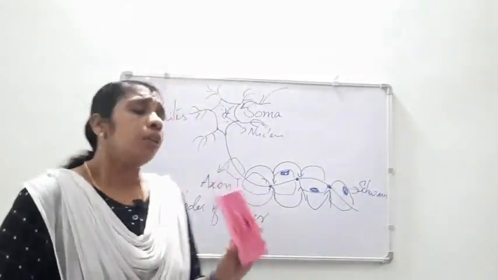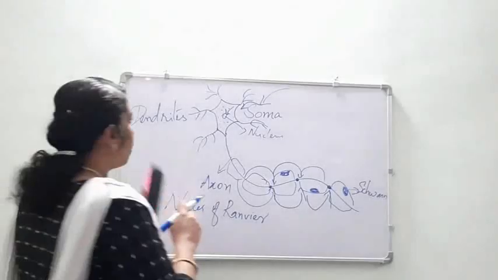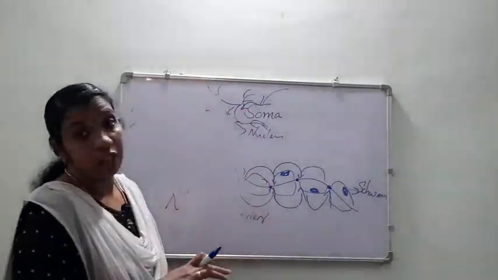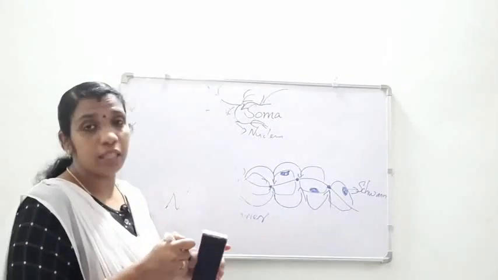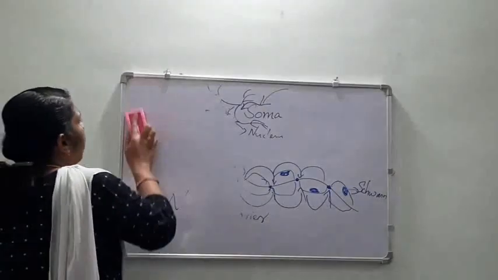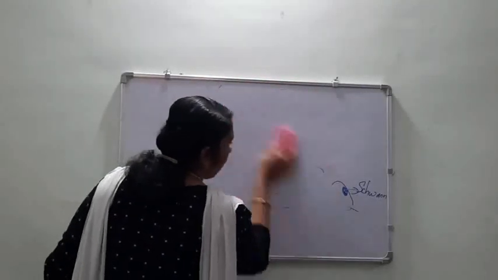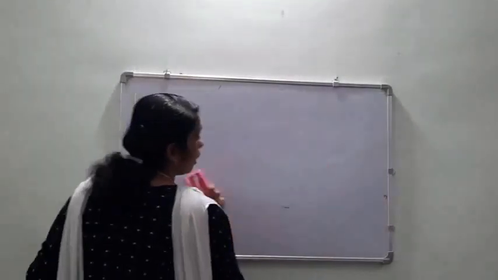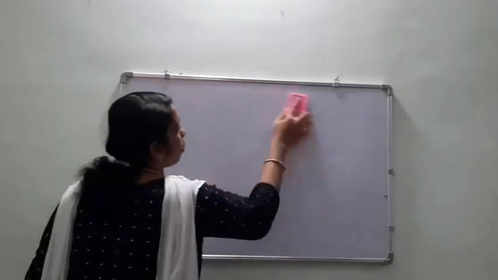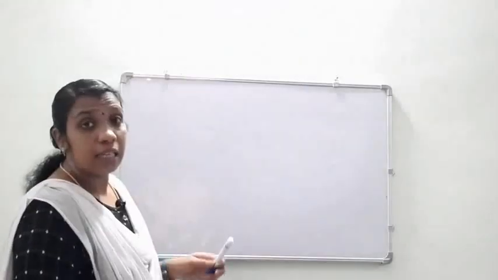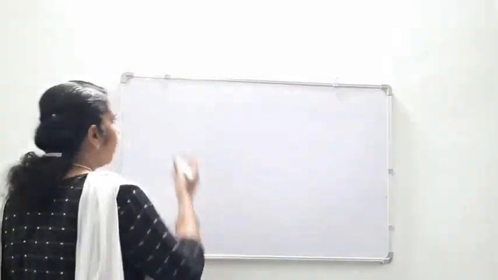Neurons form the major part of the nervous system. We know that neurons are the structural and functional unit of the nervous system. Now, apart from these neurons, there are so many other cells. These are supporting cells in the nervous system, and they are known as glial cells.